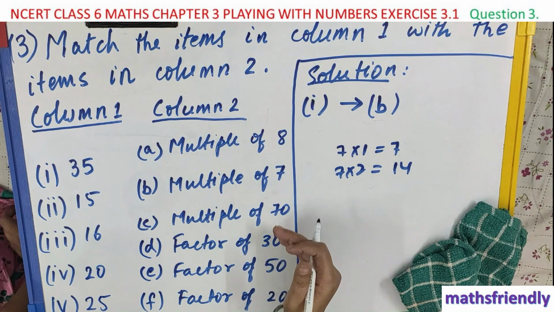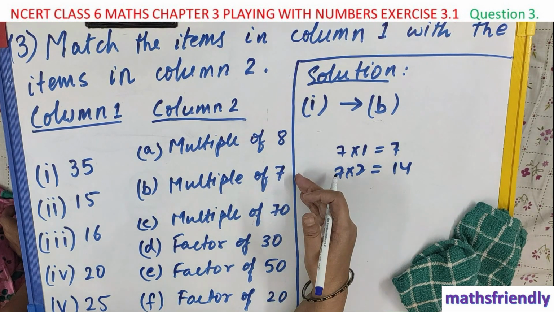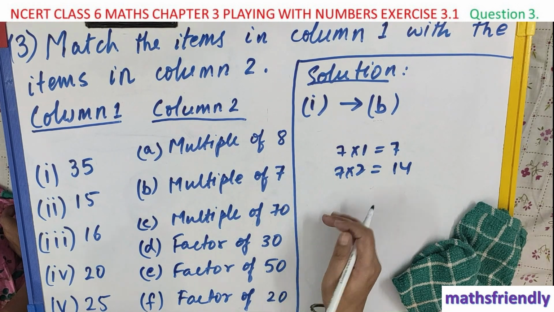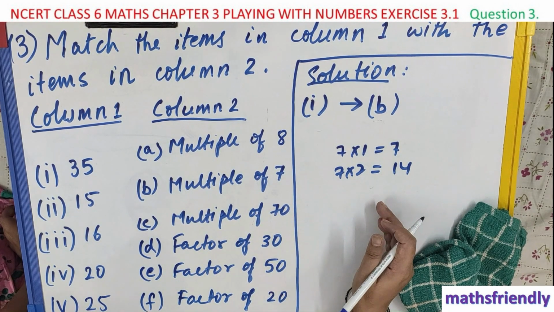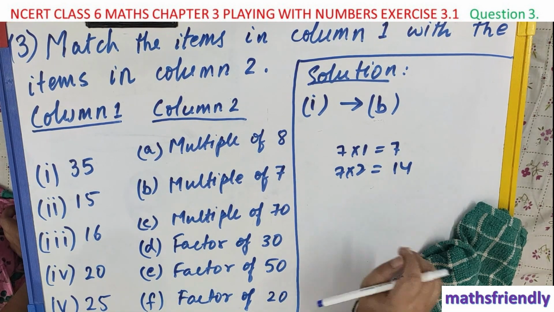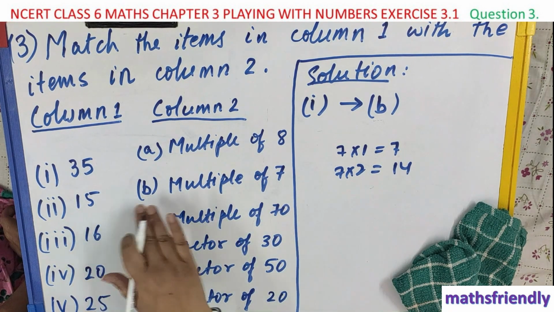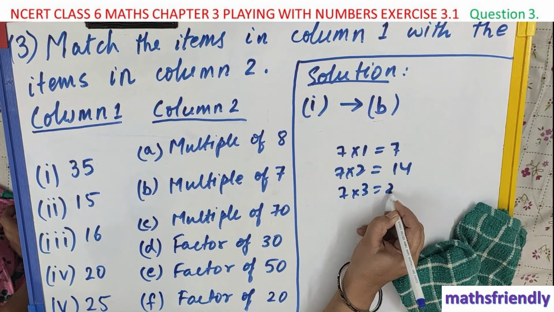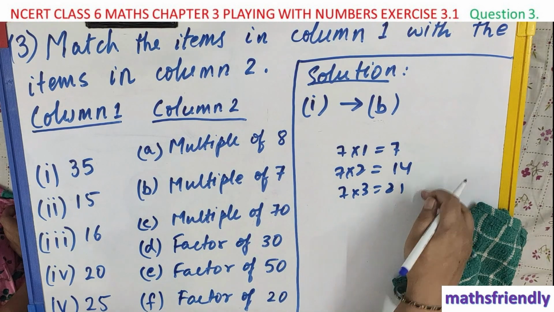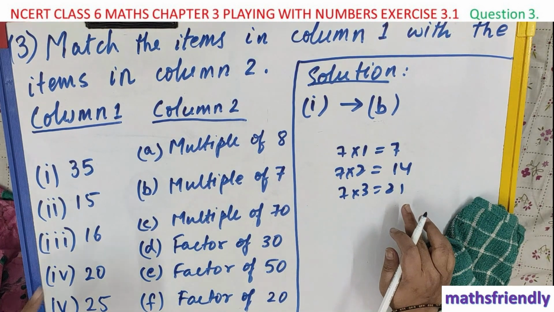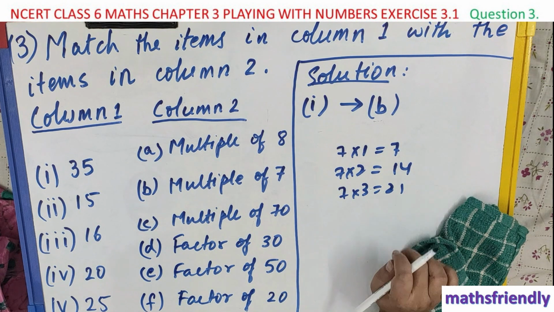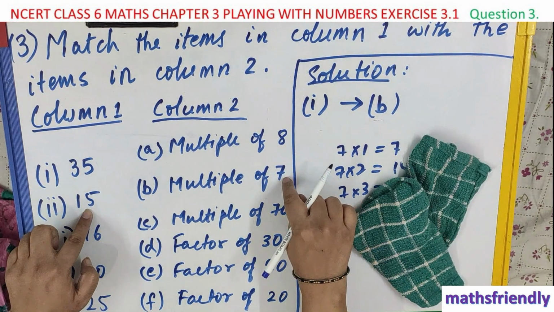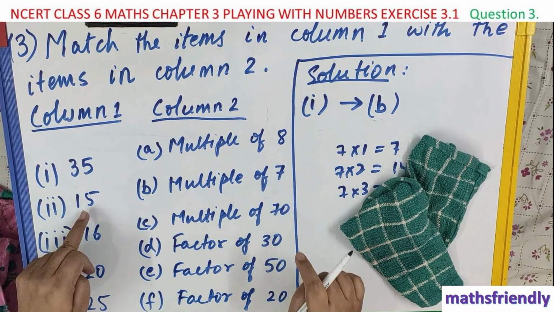See, some of you might be understanding and can do it very quickly, but some of you will need some more explanation. So I am explaining it so that you can understand it better and remember it forever. So 15 is not a multiple of 7. See, 7 twos are 14 and 7 threes are 21. So 15 is not going to come in 7's table. So 15 is not a multiple of 7, right? So this is not going to be the option for 15.